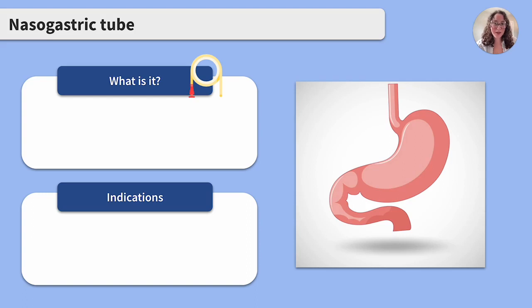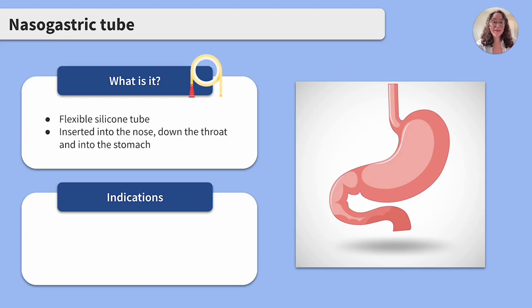Let's start with the basics. What is a nasogastric tube? A nasogastric, or NG tube, is a device typically made of flexible silicone rubber. It is a tube that is inserted into the nose, down the throat, and into the stomach. Now that we know what an NG is, let's review what it does.